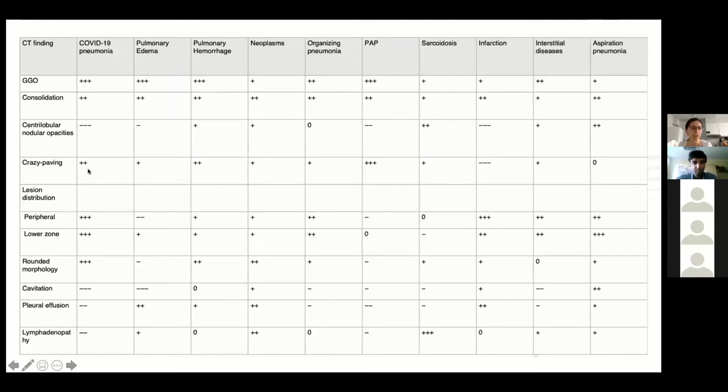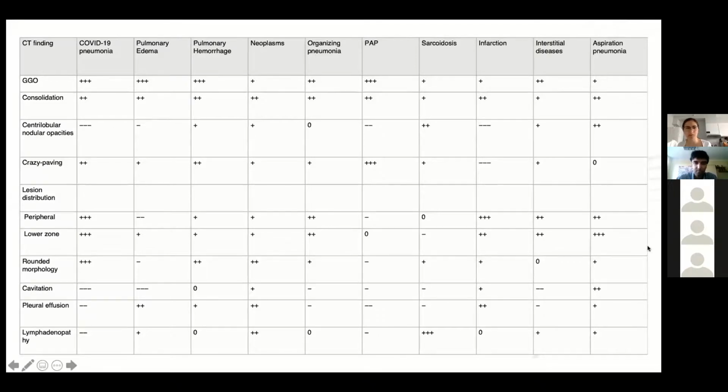And also we have crazy paving, which basically is like, how do you describe it? It's like patches, like white patchy, blackish. It's kind of an uneven pattern of consolidation, basically. And it's usually, not always, but usually located in the periphery of the lung and the lower zone, and it's usually rounded morphology, meaning that it's common to see nodules or a round pattern.